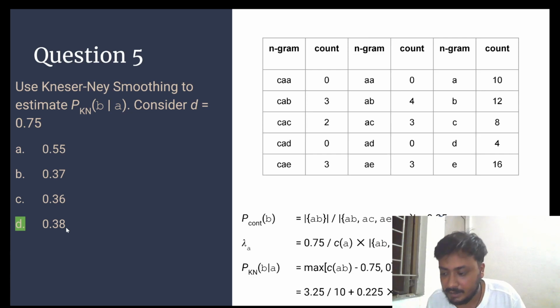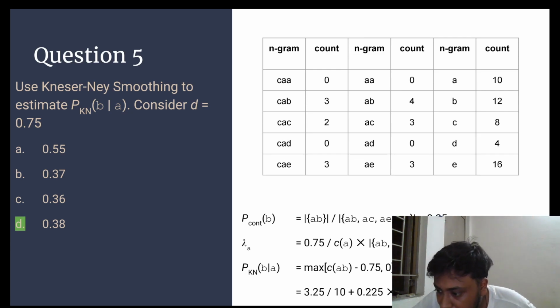Can you tell me why you took CA in the denominator, in P continuation? In this P continuation part, you took CA, right? I'm talking about P continuation of B. In the denominator, the count of AB divided by, why do you have CA there? Okay, P cont B is confusing.